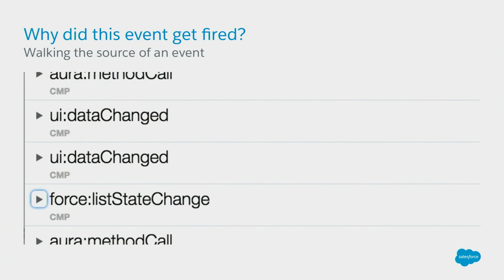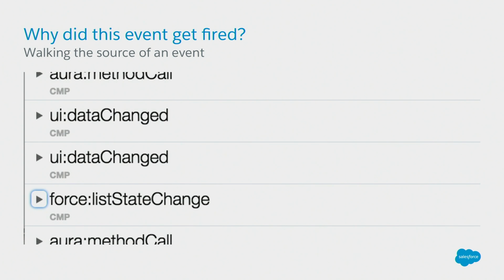We fire events for Aura methods, Aura value changes. We fire just excessive amounts of events. And so you can see in here I have this Aura method call, I've got another method call, and it's kind of tracking the events that I'm going to fire for my application or my component. It gets overwhelming. In particular, I have this list state change event.